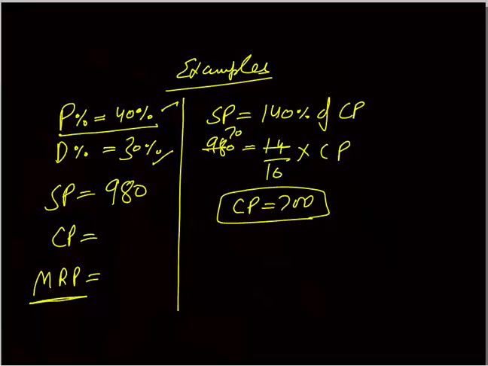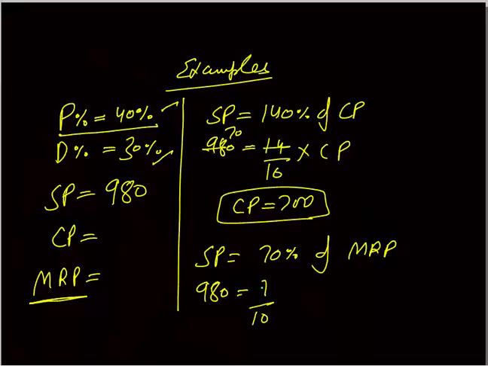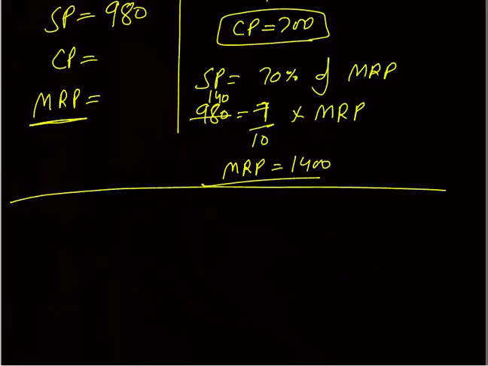Now MRP, you are giving a discount of 30%. Now discount by common sense is given on MRP. Initially the value of the product was MRP. You gave 30% off on the MRP. So definitely you will sell the product at 70% of MRP. This is 980 is equal to 7 by 10 of MRP. This is 140. So MRP would be 1400.